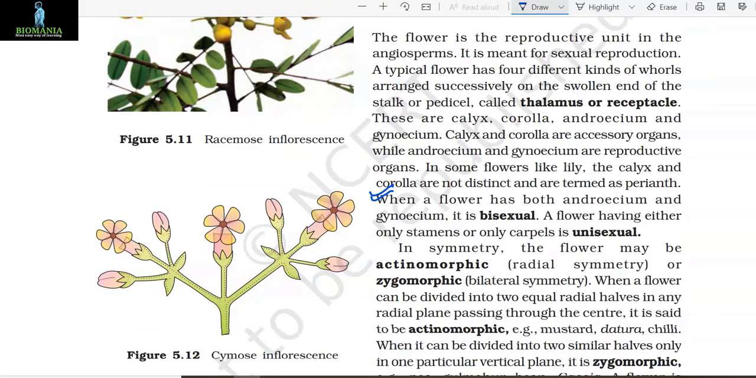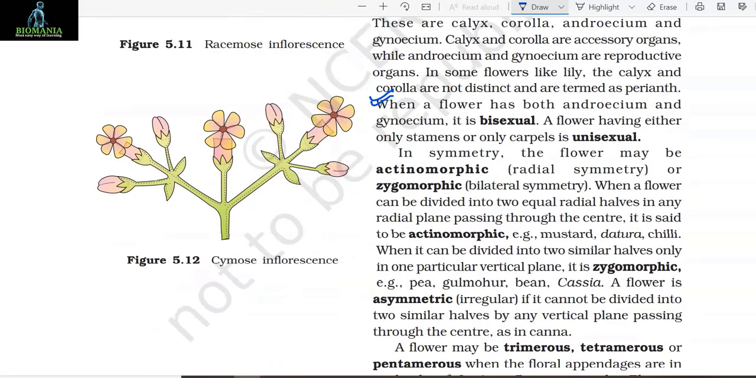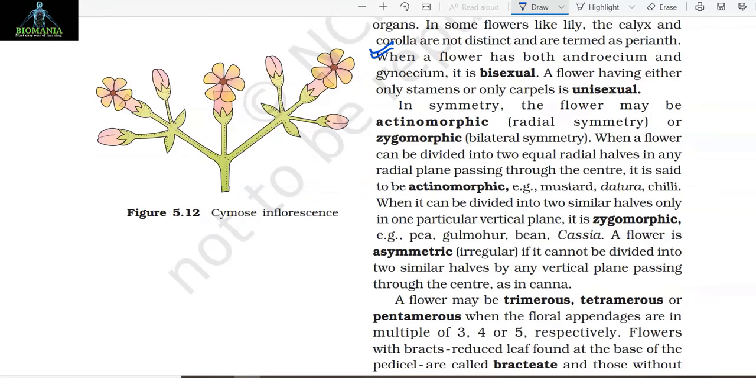When a flower has both androecium and gynoecium, it is bisexual. A flower having either only stamens or only carpels is unisexual. In symmetry, the flower may be actinomorphic, that is radial symmetry, or zygomorphic, that is bilateral symmetry. When a flower can be divided into 2 equal radial halves in any radial plane passing through the center, it is said to be actinomorphic. Example: mustard, datura, chili. When it can be divided into 2 similar halves only in one particular vertical plane, it is zygomorphic. Example: pea, gulmohar, bean, cassia.